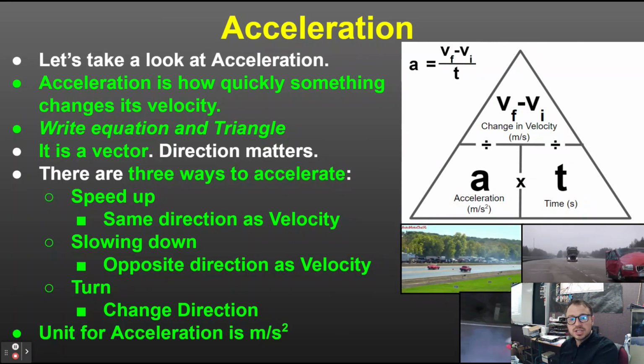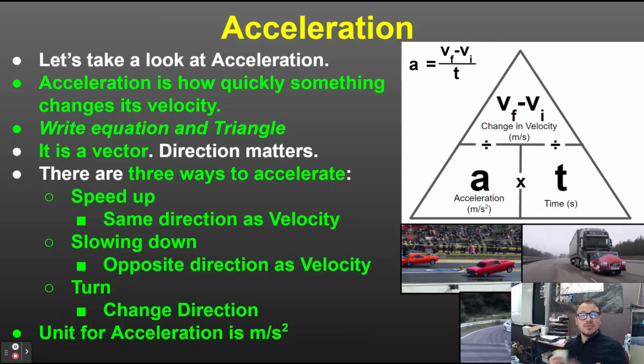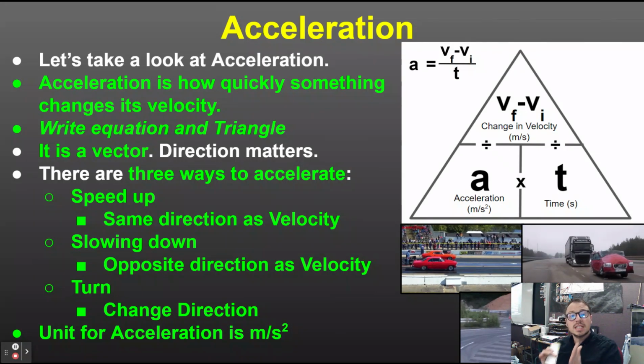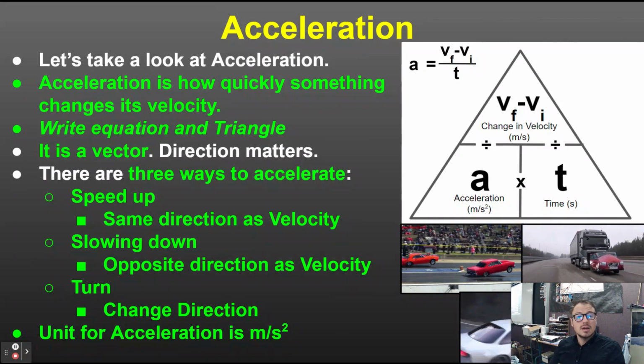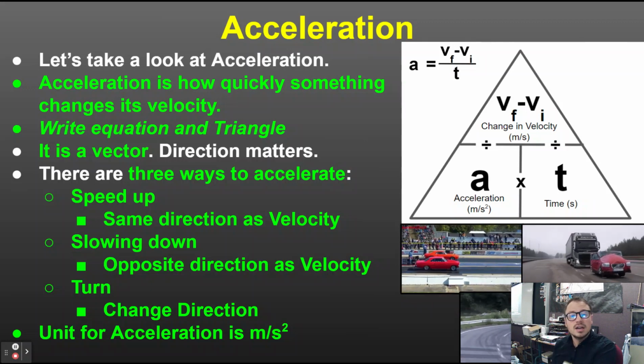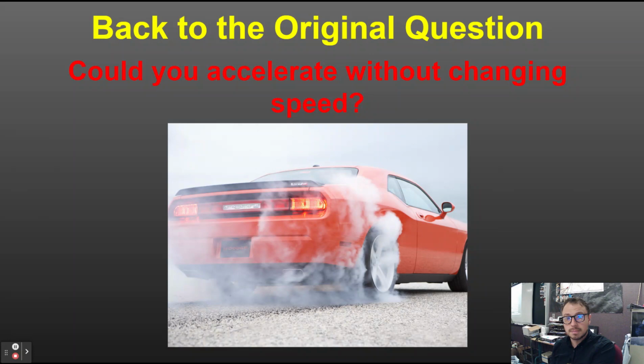Now, the unit for acceleration is meters per second squared. So basically, how much faster or slower are you getting every second? So it's basically meters per second, per second, meters per second squared. If you don't quite understand that, that's fine. Just know the unit for acceleration is meters per second squared.